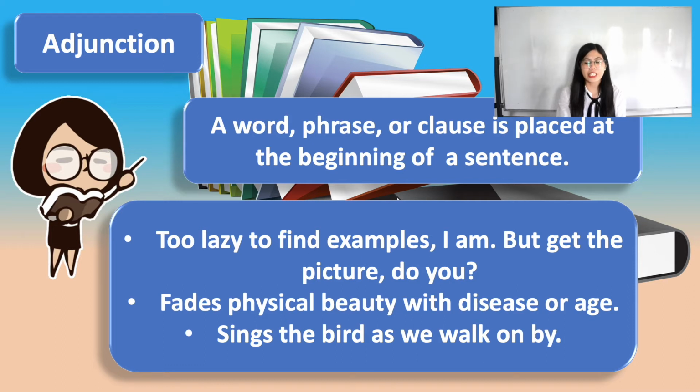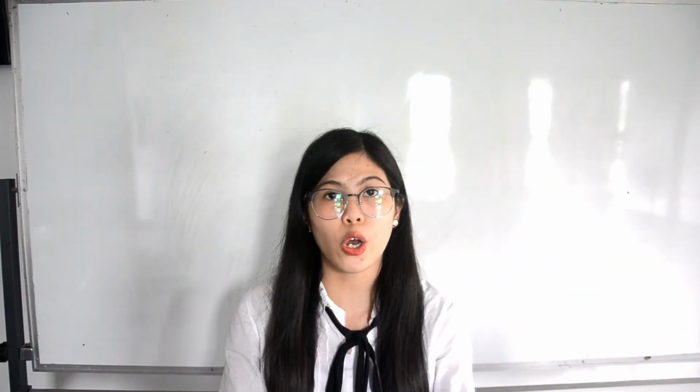Next, instead of writing it as "either with disease or age, physical beauty fades," in the adjunction, it became "fades physical beauty with disease or age." Next example, instead of "as we walk on by, the birds sings," here the verb comes first: "sings the bird as we walk on by." Those are examples of adjunction.